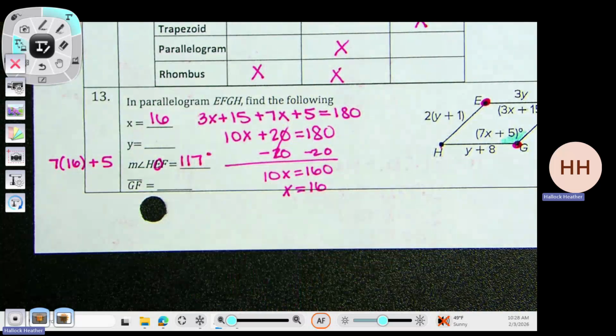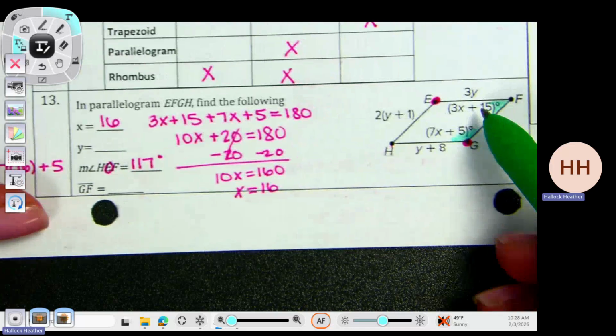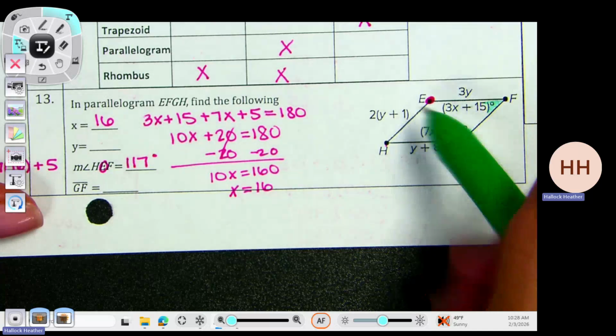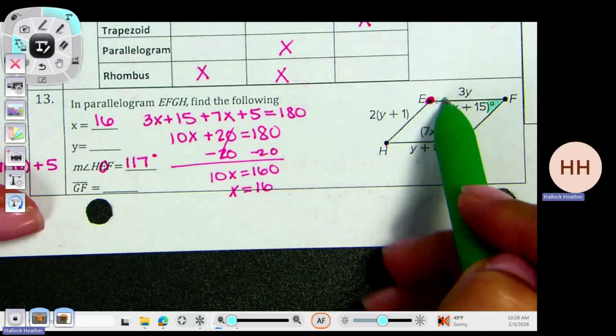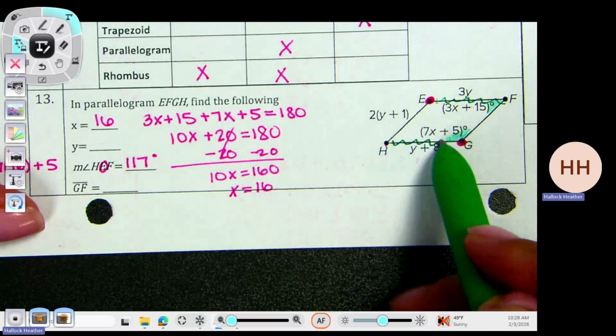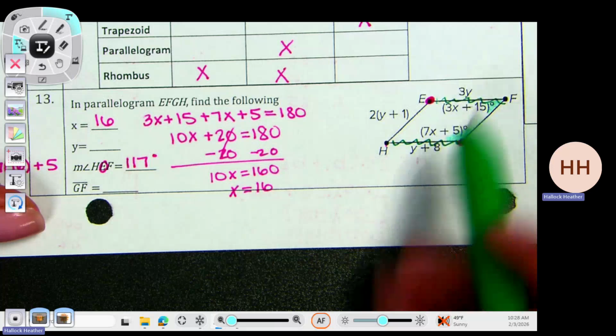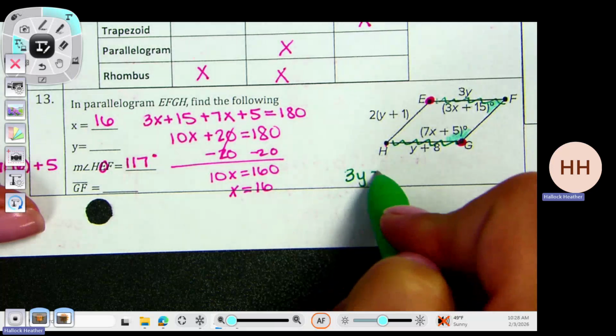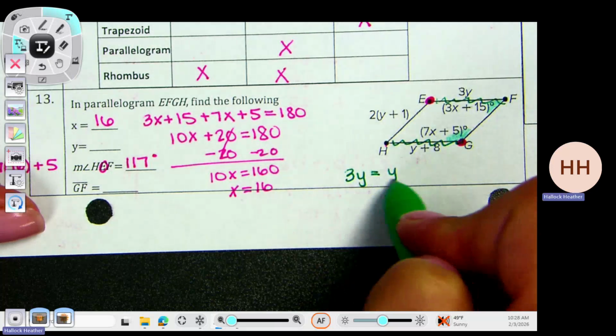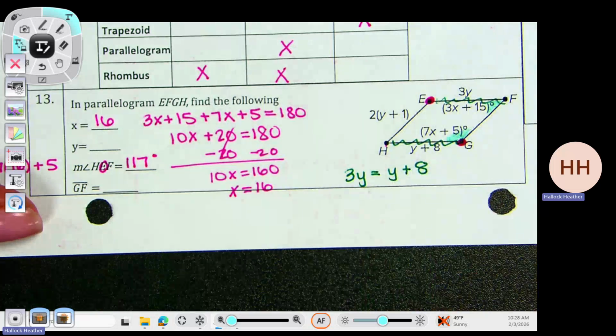Now let's do the y. Let me use a different color. So your y's are your sides. Once again, you have a top and you have a bottom. You also have a spare side. The rule is that the top is going to match the bottom because they're side lengths. So we're going to equal them to each other. So we have 3y equals y plus 8.